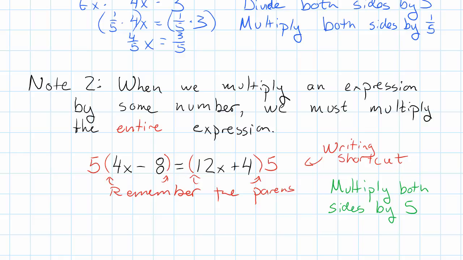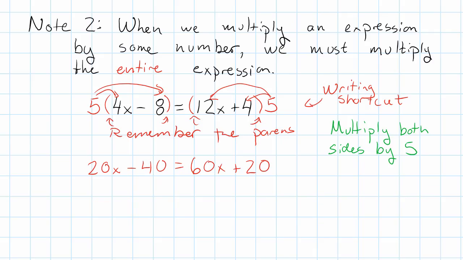But it's important to remember the parentheses because you are multiplying the entire expression on the left-hand side and the entire expression on the right-hand side, both by 5. We'll see an example without variables in a moment to see why that has to be so. Right, but now we use the distributive property. Everybody gets a 5 over here. Everybody gets a 5 over here. We'll have 20x minus 40 equals 60x plus 20.